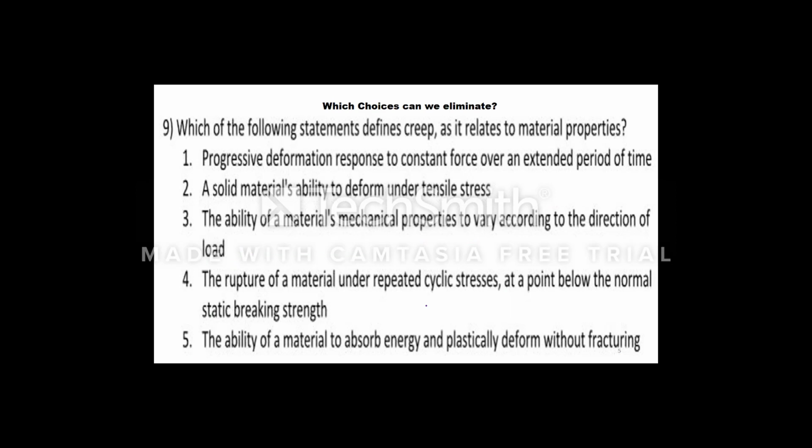So let's go back to the question and see if you can answer this question correctly this time. I'll give you another 20 seconds.